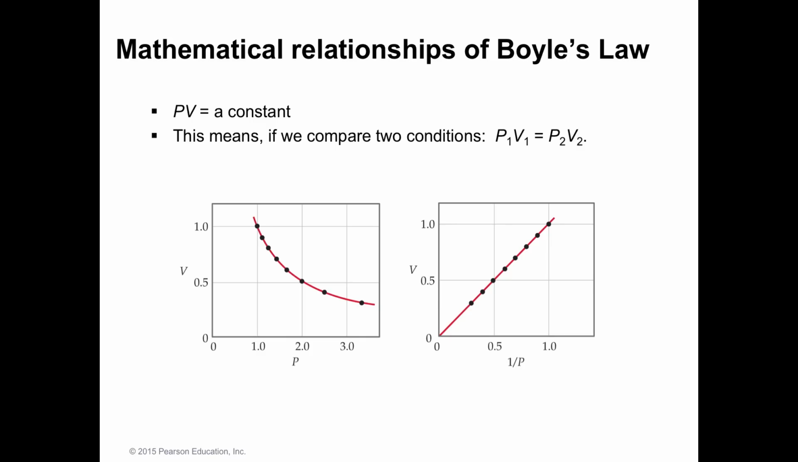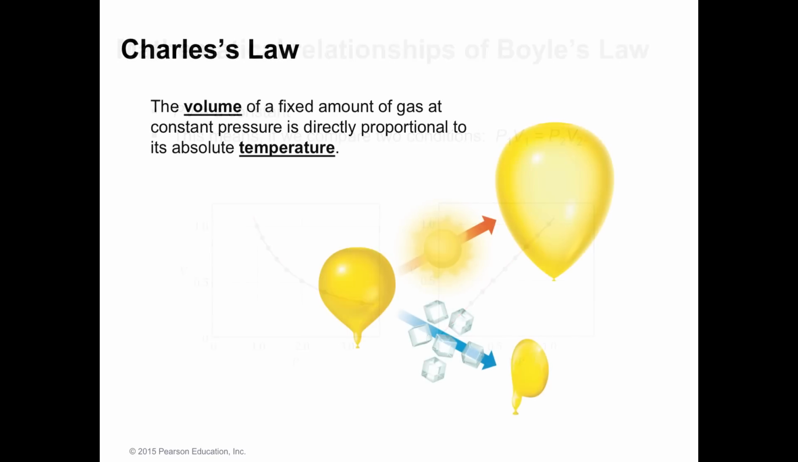The next relationship that we're going to look at is the relationship between the volume of a gas and its temperature. It's known as Charles' law, but you don't need to remember that. The important thing you need to know is that Charles' law states that the volume of a fixed amount of gas at constant pressure is directly proportional to its temperature. The volume is directly proportional to temperature. So here it's graphically demonstrated.